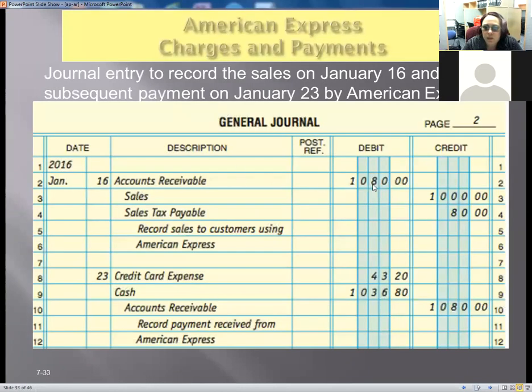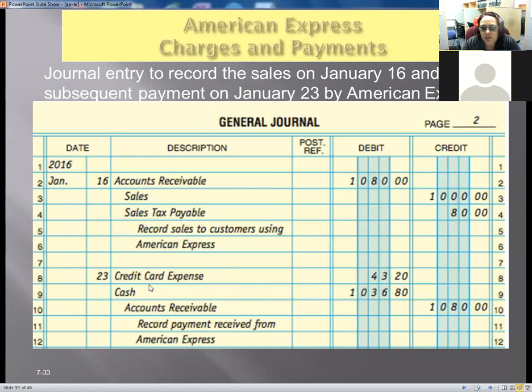So we have accounts receivable, 1080, sales, 1,000, sales tax payable, 80. Then we have record sales to customers using American Express. We have the credit card expense, $43.20. We have cash, 1036.80, and we have receivables, 1080. Record payment received. So this is the actual sale when you do the sale. And then this is when you receive the payment.